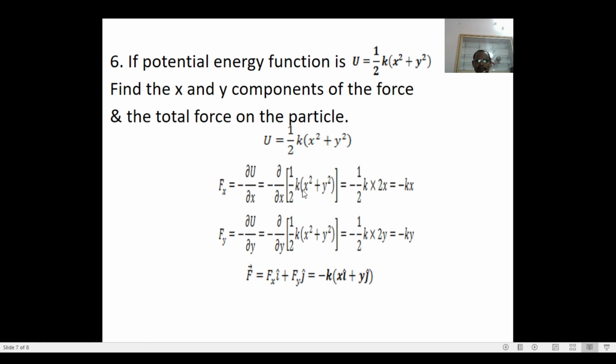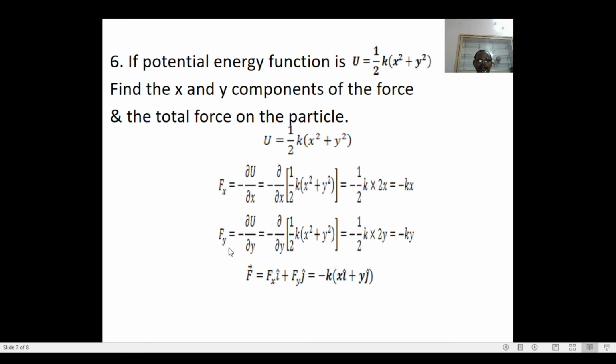Therefore x is variable, y is constant, which is equal to minus differentiation of half k x square. Here half k is a constant, differentiation of x square with respect to x is 2x, and differentiation of y square with respect to x is 0. So therefore, 2 cancels with each other, giving minus kx.